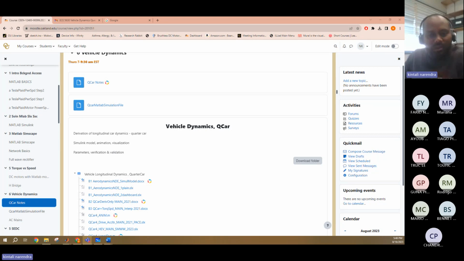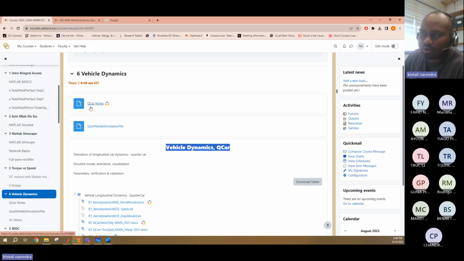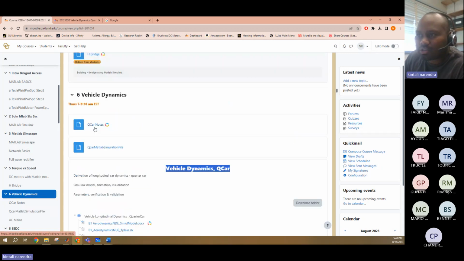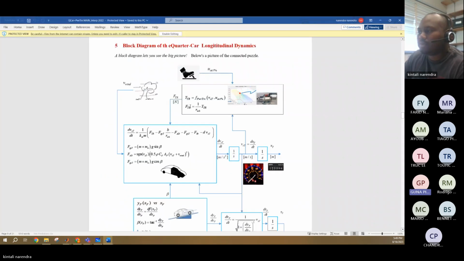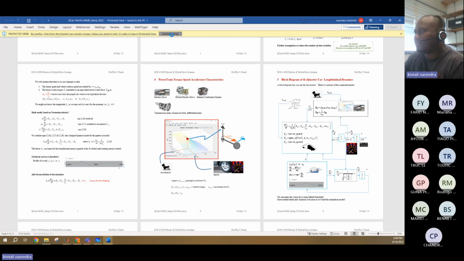Are you guys with me? We're downloading that. Quarter car notes: go inside the vehicle dynamics folder, and also the quarter car notes. That's just a Word document, quarter car plus powertrain. That's a folder, you're right. So you open that, there is a Word file. Okay, here is the Word file.